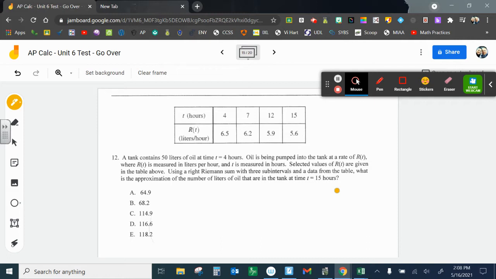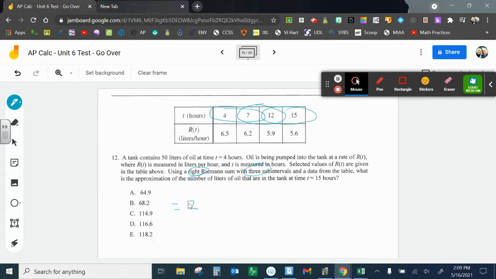They gave us which kind of Riemann sum and how many. So right Riemann sum, 3 subintervals. So I'm going to do these 2, that's 1. These 2, that's a second. These 2, that's a third. So it's just Riemann sum, area of rectangles, and I add them all up.